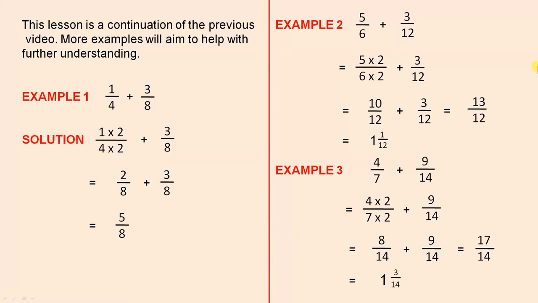Example 1, 1 over 4 plus 3 over 8. To change this denominator here to an 8, because remember, in order to add fractions, the denominators must be the same. So to change this denominator here to an 8, you multiply top and bottom by 2. 2 ones are 2, 2 fours are 8. So our new fraction is 2 over 8. So 2 over 8 plus 3 over 8 is 5 over 8.